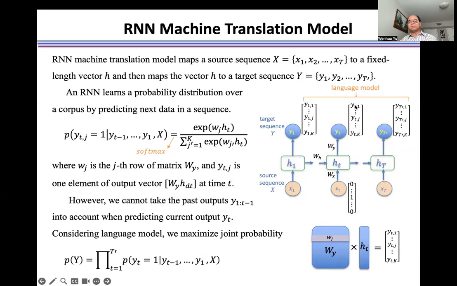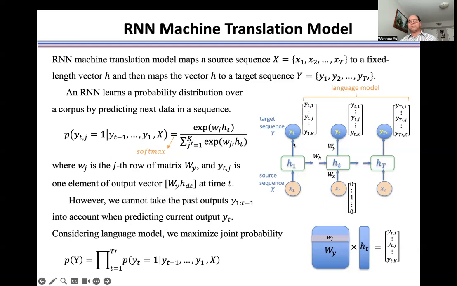The RNN model uses the current input and the previous hidden state as the input to the output layer to generate a probability distribution over a corpus. For example, here this is the W_y, and this is the hidden state vector H. We use the product as the input to a softmax function to produce this probability distribution over a corpus. Then we select one from this distribution as the output at time t. Then we use this output to generate a sentence through a language model.